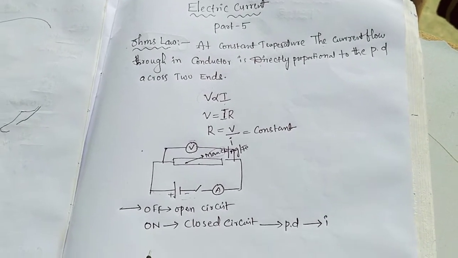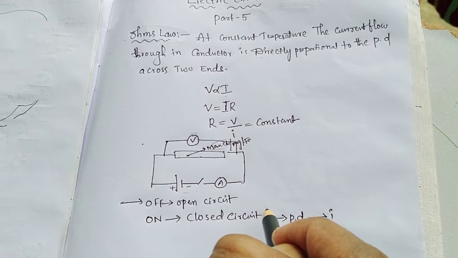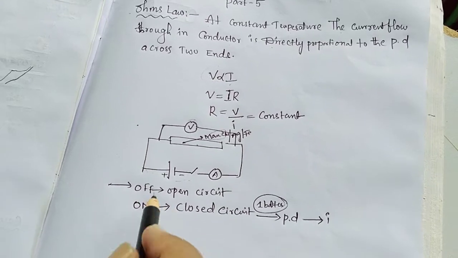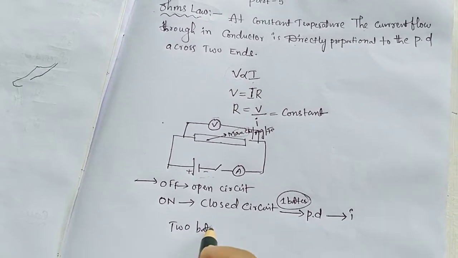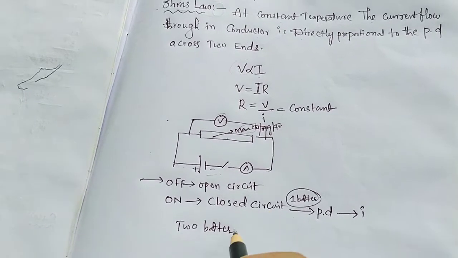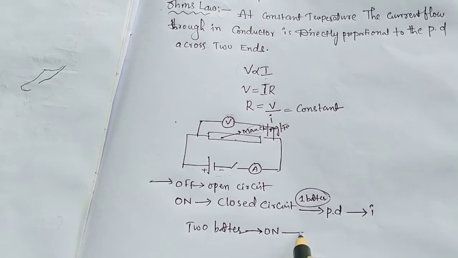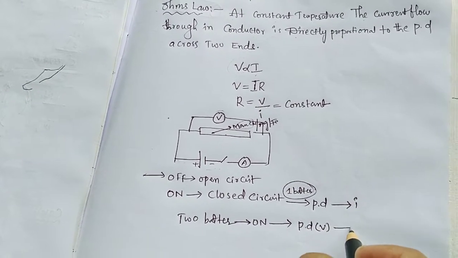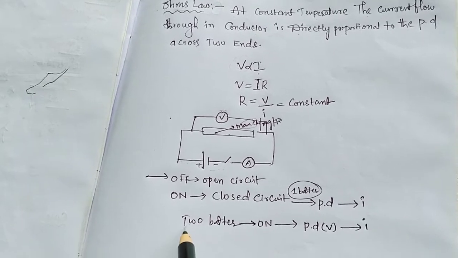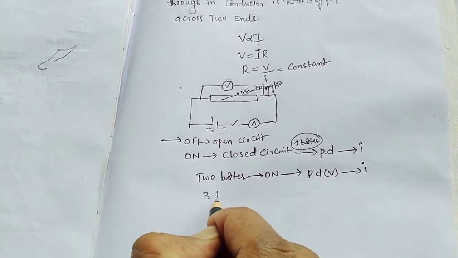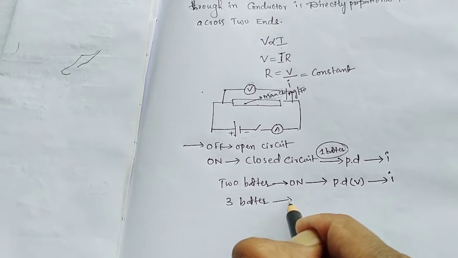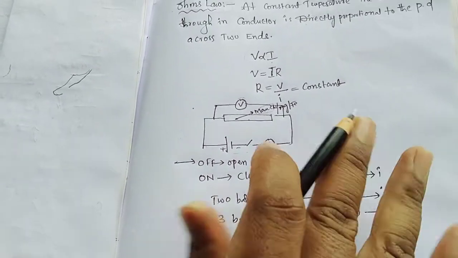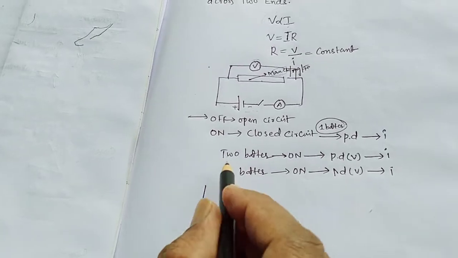First we'll take one battery. Next we'll take two batteries, so the source capacity will be increasing. With the switch on, we can measure the potential difference V as well as I. Now the next one is three batteries. Again the switch is on, measuring potential difference and electric current.